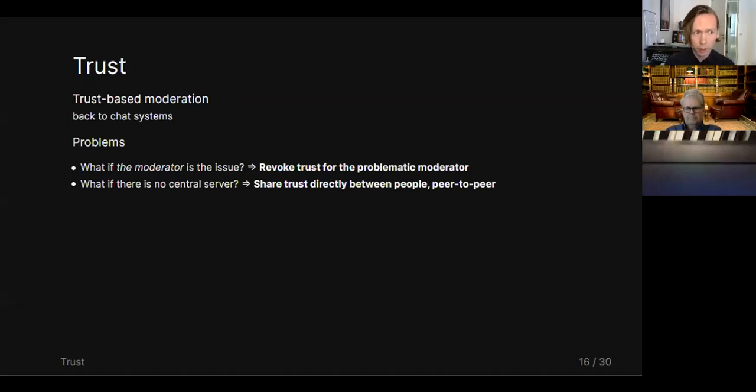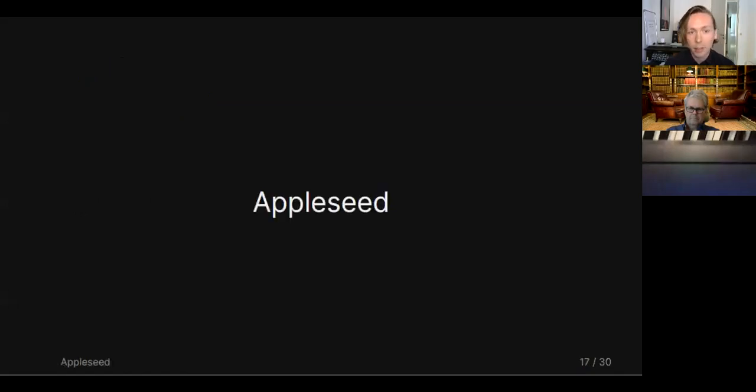So what if the moderator's the issue? Well, we just revoke the trust for the problematic moderator and suddenly their actions don't have any effect on us anymore. And what if there's no central server? Well, we just share the trust directly between people, peer to peer. So you might be thinking, yeah, that's great, but how do we actually do this in practice, Alex? To which I say Appleseed.